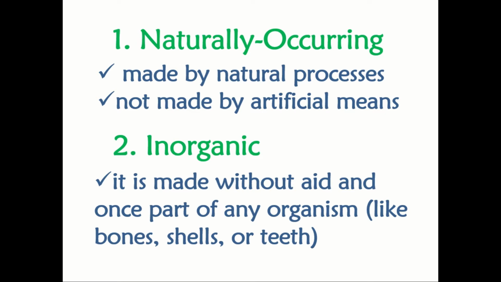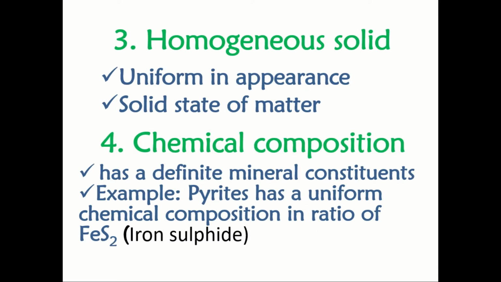Second, it's inorganic. It is made without the aid of, and was never part of, any organism, like bones, shells, or teeth. Third is homogeneous. It's a homogeneous solid, meaning it has a uniform appearance, and it is in the solid state of matter. Fourth is chemical composition. It has definite mineral constituents.